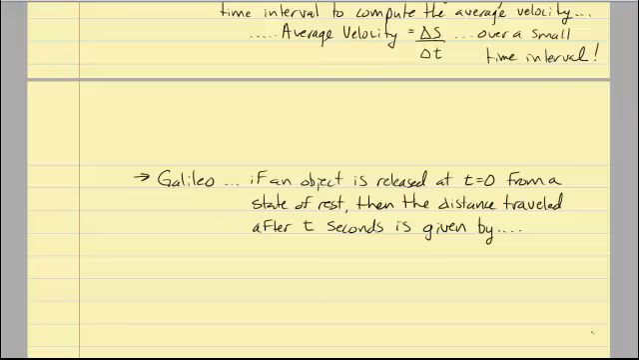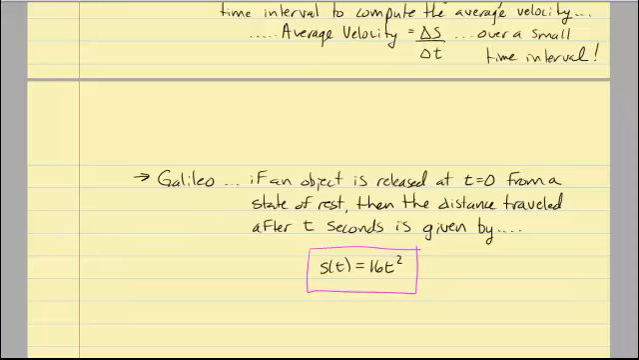Now, what did Galileo have to say about the velocity thing? Well, he surmised that if an object is released at t equals 0 from a state of rest, and that means you're not hurling it like you would a baseball, but you're just dropping it from a static position toward the ground, then the distance traveled after t seconds is given by the position formula s of t equals 16t squared. And again, s of t is our position function. 16t squared gives the distance traveled after t seconds.